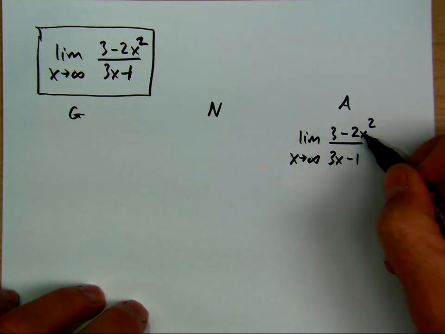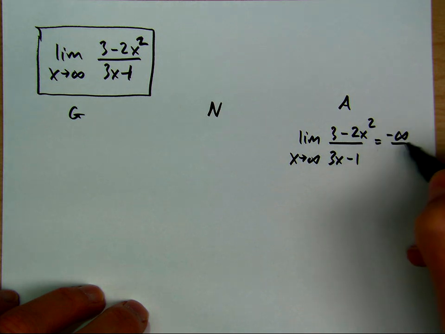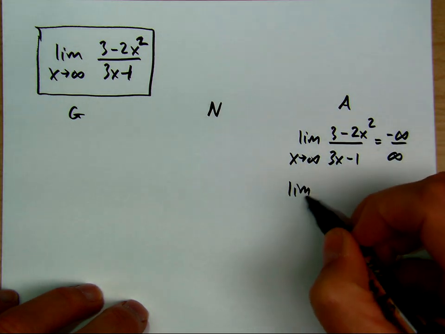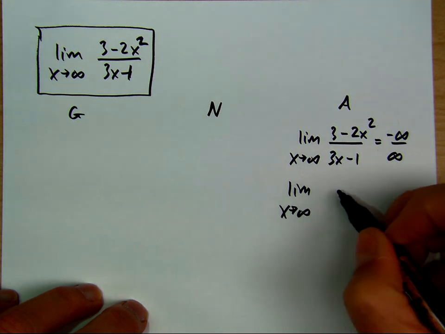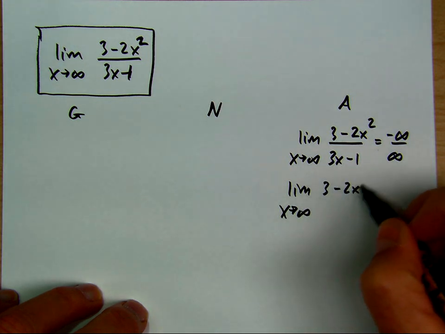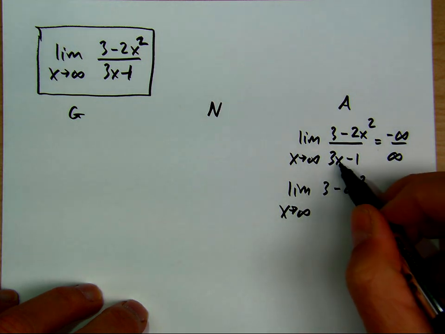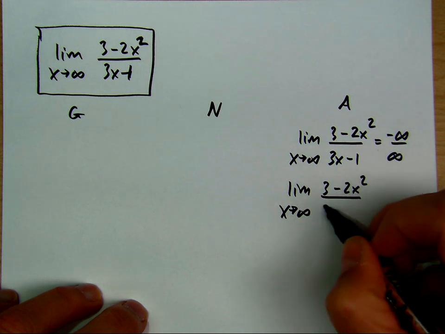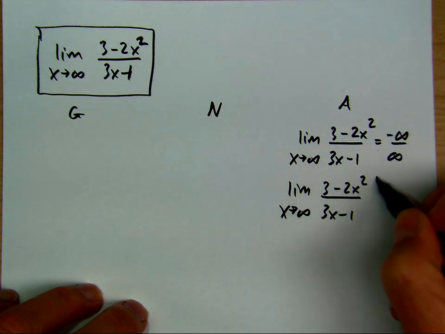If we put infinity here, we have negative infinity. In the denominator, we have positive infinity. That's indeterminate. So let's divide every term by the highest degree term of the denominator, and that'll be 1 over x.